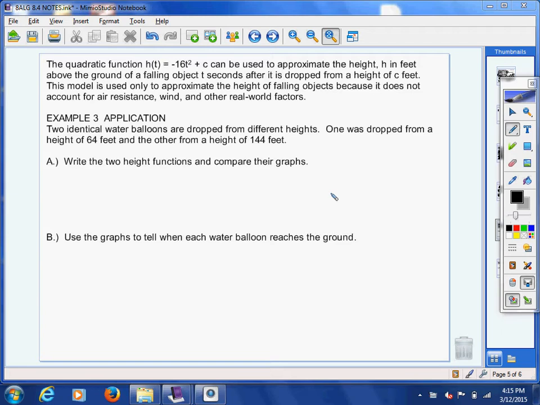I'm going to show you some really cool keying sequences, and we're going to start putting these different quadratics onto our calculators and letting the calculator graph it for us. So I wanted to show you how to do that. So pause me and grab your calculator.